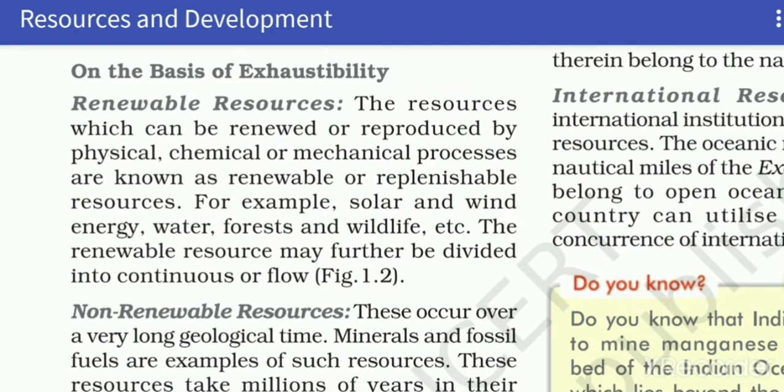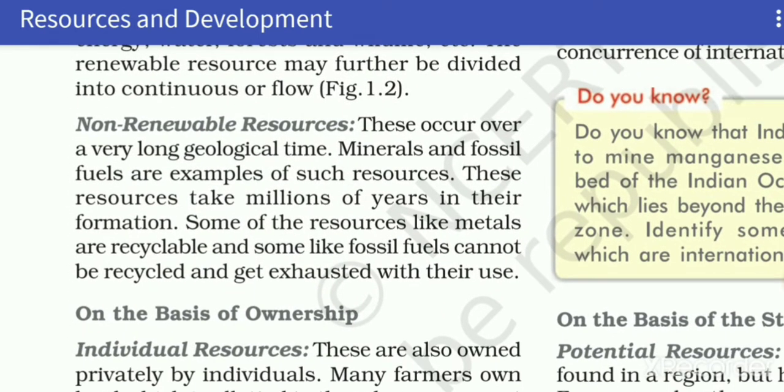So it is further divided into continuous and flow. It means all those resources which are available without any break. Now non-renewable resources, all those resources which take millions of years in their formation, like fossil fuel and minerals.